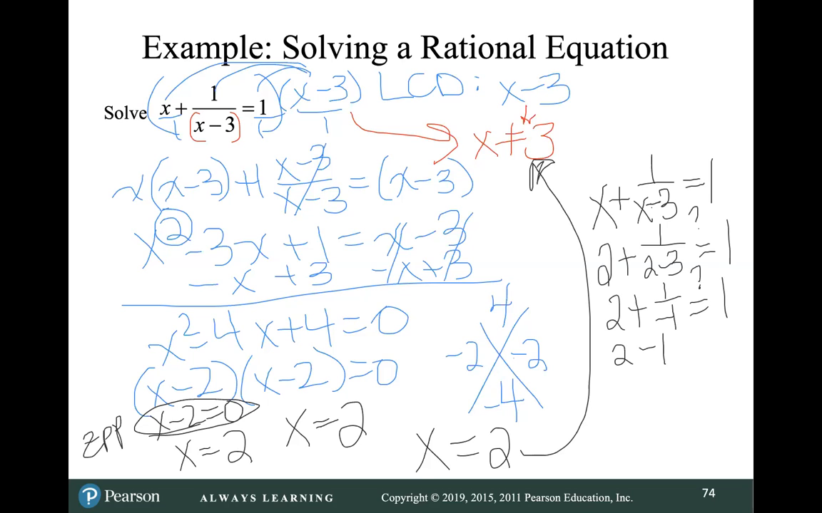2 minus 1 equals, whoops, 1. 1 equals 1. Yes. So we know that x equals 2 works. Notice the solution that I got here, 1 equals 1, is not my value for x. That just tells me this is true. So x equals 2 worked.